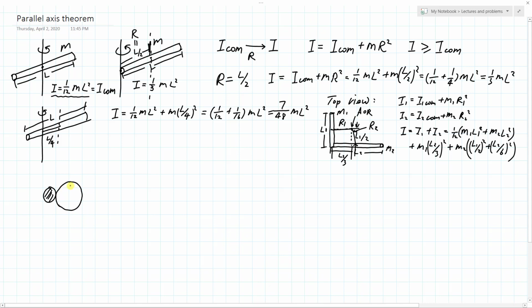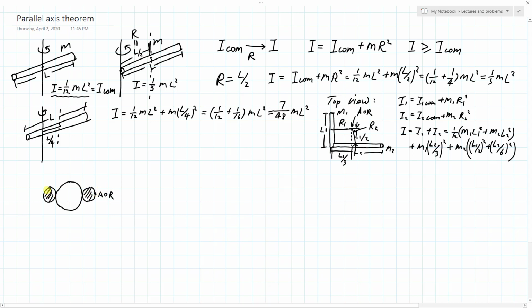Here's a ring. And here's another disk. I could put some bars together, but I decided maybe not. So this is the axis of rotation. This could be a cool piece of earring if you put a little hook here.